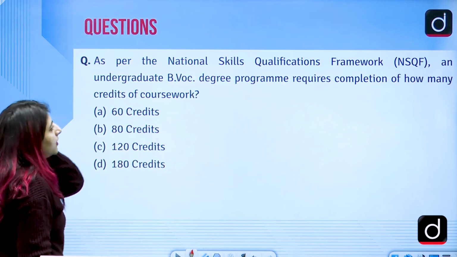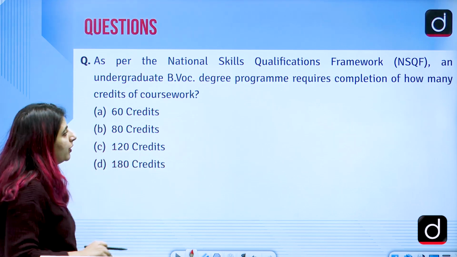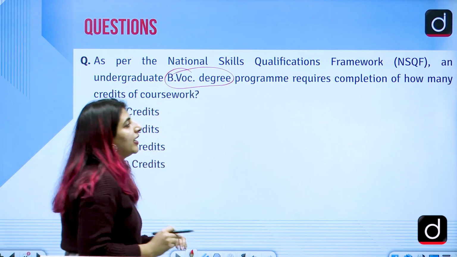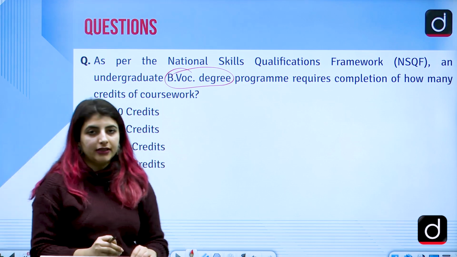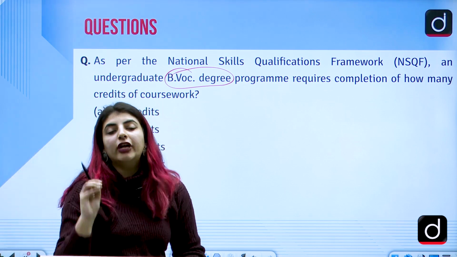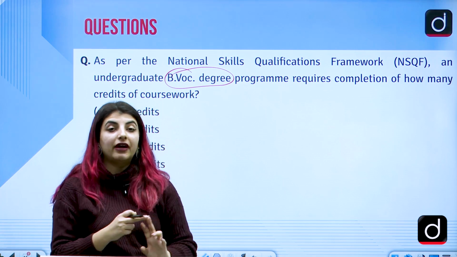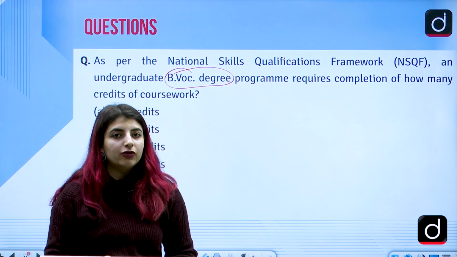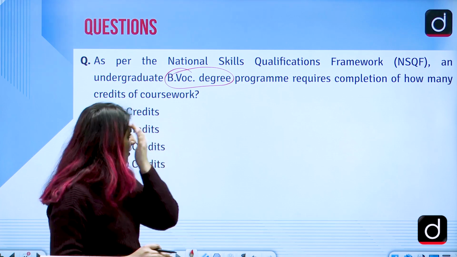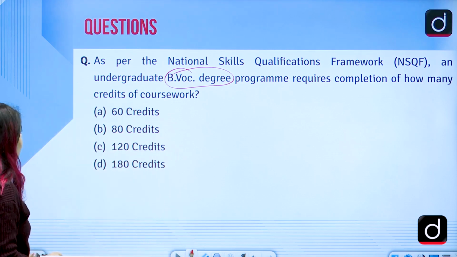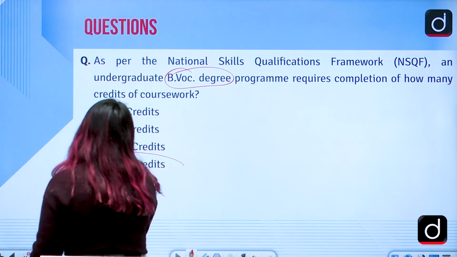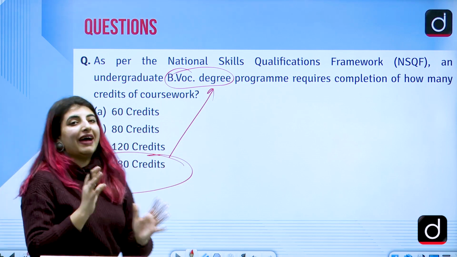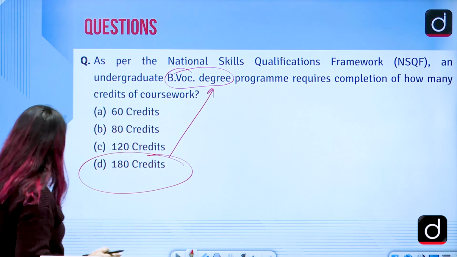Then we have, as per the National Skills Qualification Framework, an undergraduate B vocational degree program requires completion of how many credits? And yes, because vocational education, value education and environmental education are now gaining prominence in the field of higher education, questions have been asked, right? So the answer to this question is option D, which says 180 credits should be for the B vocational degree, that is bachelor's in vocational degree, correct?